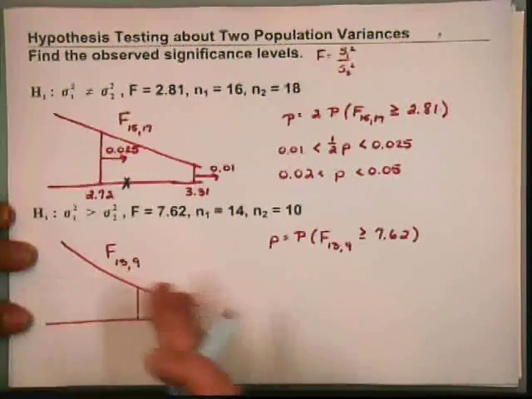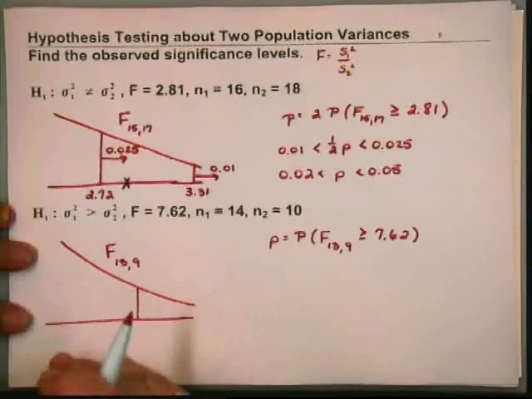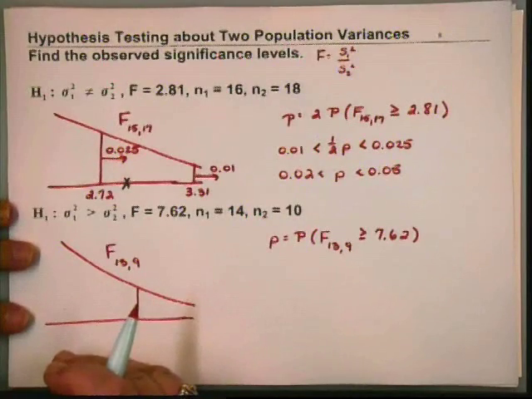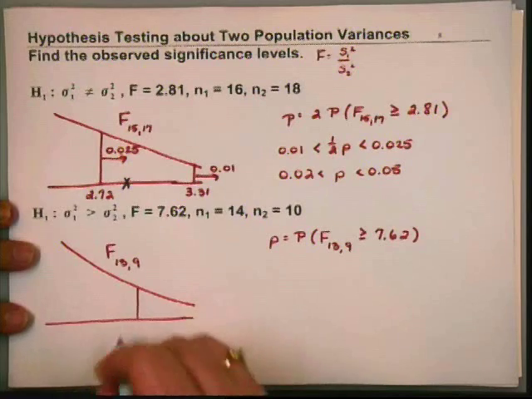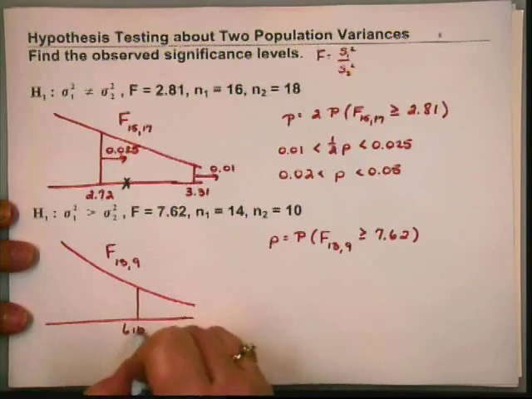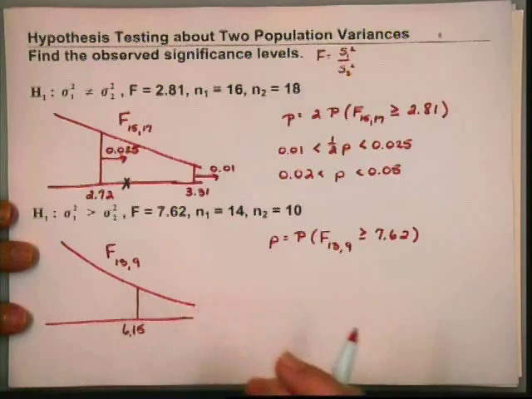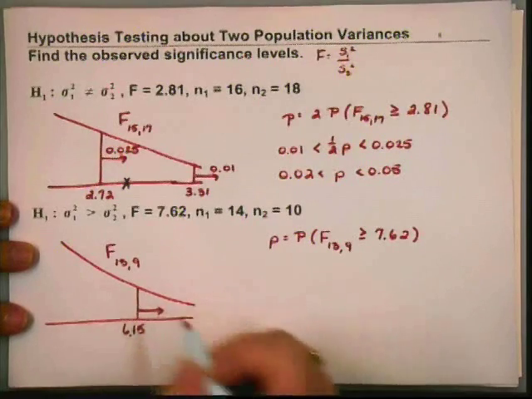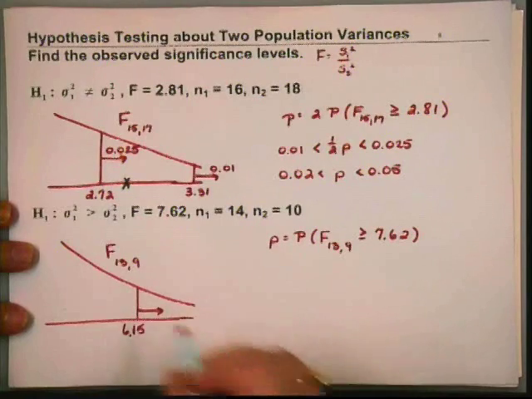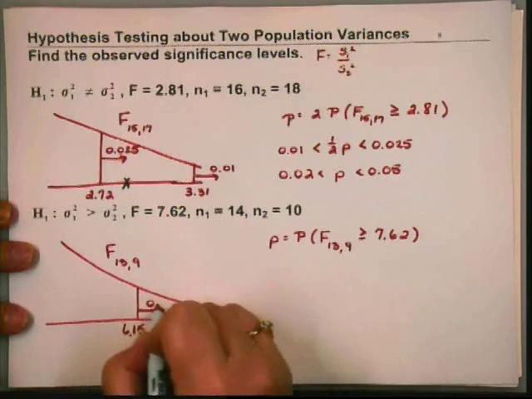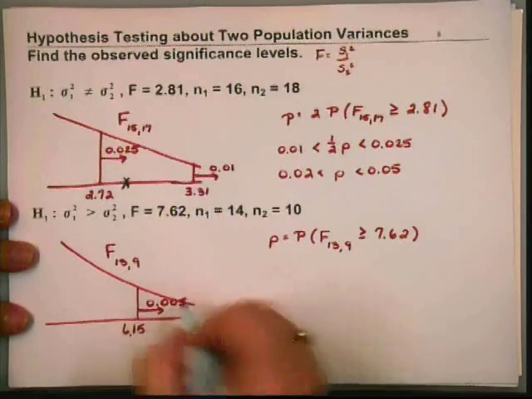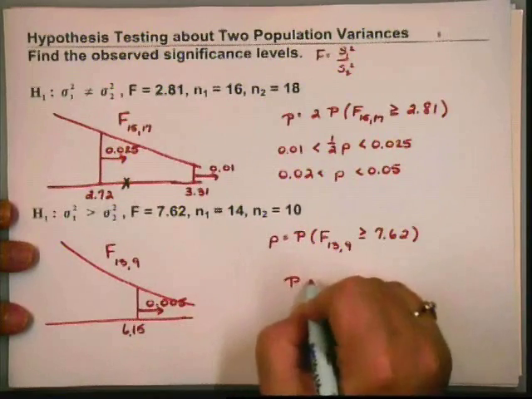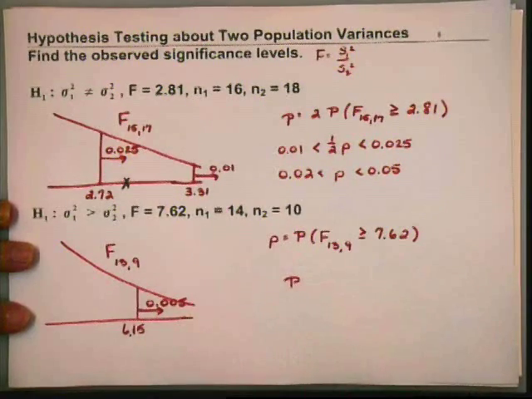Now you could write all the values in there and draw them all in if you wish, but what we have is 6.15 is the largest value you can find, correct? And it determines the right-hand area of what? 0.005. So that means the best we can tell is that our p-value is what? Bigger or smaller?